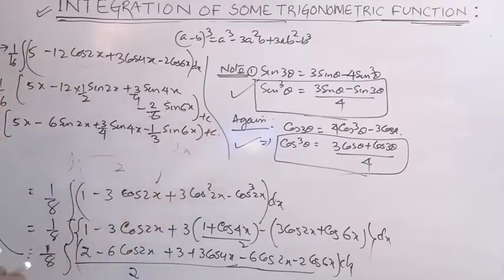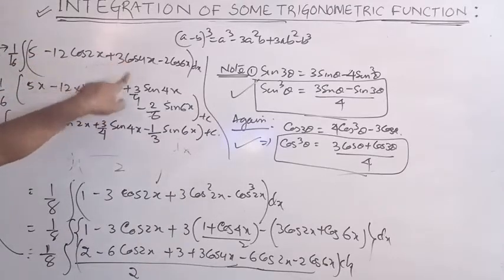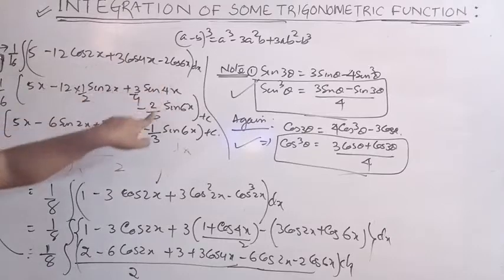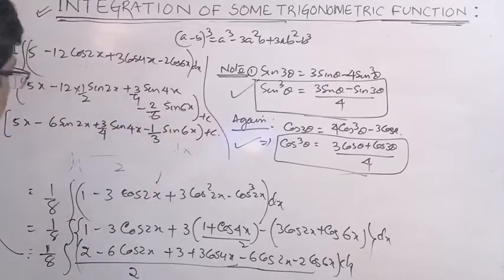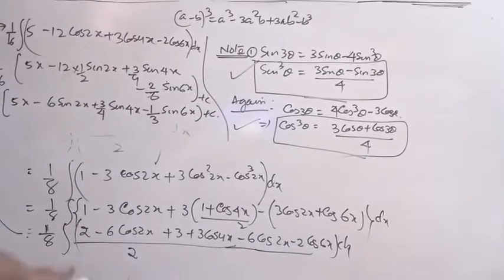Okay, so the integral of 5 is 5x, cos 2x gives 12 into 1 by 2 sin 2x, this is 3 by 4 sin 4x, and minus 2 into 1 by 6 sin 6x. So this is the answer.